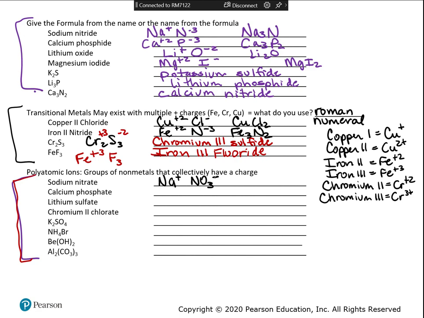Do you see they're equal? So if they're equal, what does that mean? It's just the way it's written. I don't have to change anything. So it's just NaNO3. It's a 1-to-1 ratio, like sodium chloride, just 1 and 1.